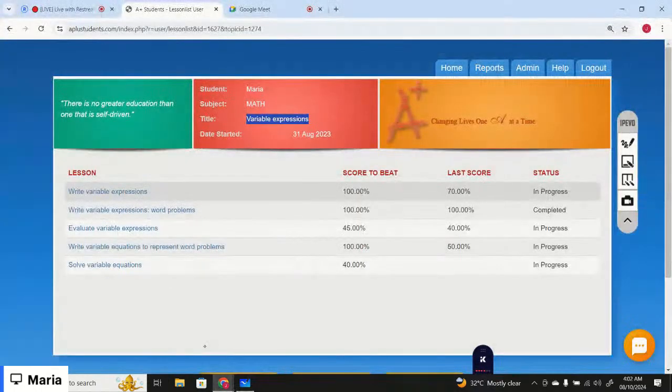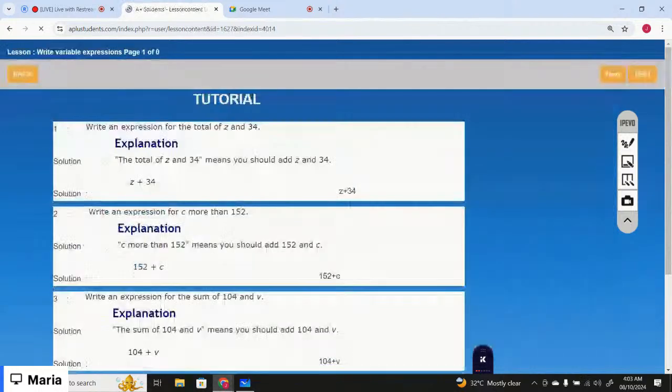So here I'm on grade 4 math. The chapter we are on right now is variable expressions. Let's just start with the first lesson, that is write variable expressions. Write an expression for the total of z and 34. So basically you are given the expressions in the sentence form. You need to write them down in the mathematical form. Like here you have z, the total of z and 34. That means you need to add z and 34. So that is z plus 34, right?